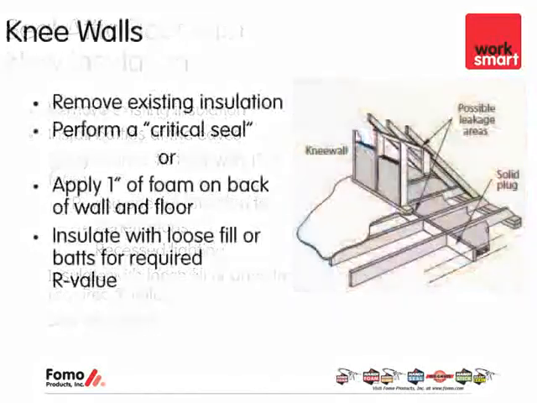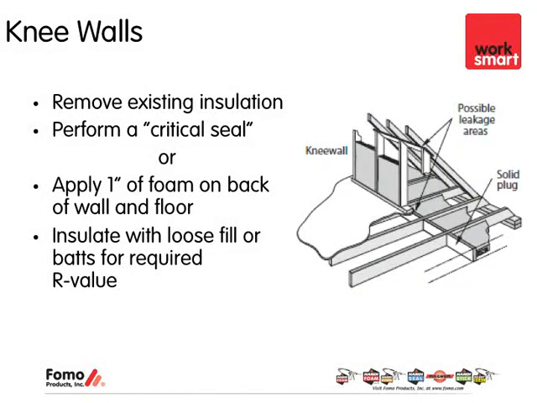Knee walls. Knee walls are often overlooked within a house. You want to address this in a very similar fashion. You want to remove your existing insulation. You want to either perform a critical seal behind the knee walls, or you want to apply 1 inch of foam on the back of the knee wall as well as the floor. And then you want to insulate with loose fill or bats to reach the required R value.